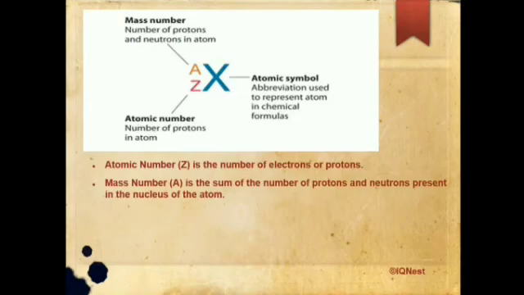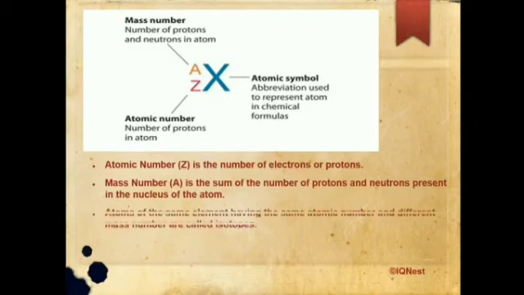The next is mass number. Mass number A is the sum of the number of protons and neutrons present in a nucleus of an atom. So the mass number is notated as A. Atoms of the same element having the same atomic number and different mass number are called isotopes.